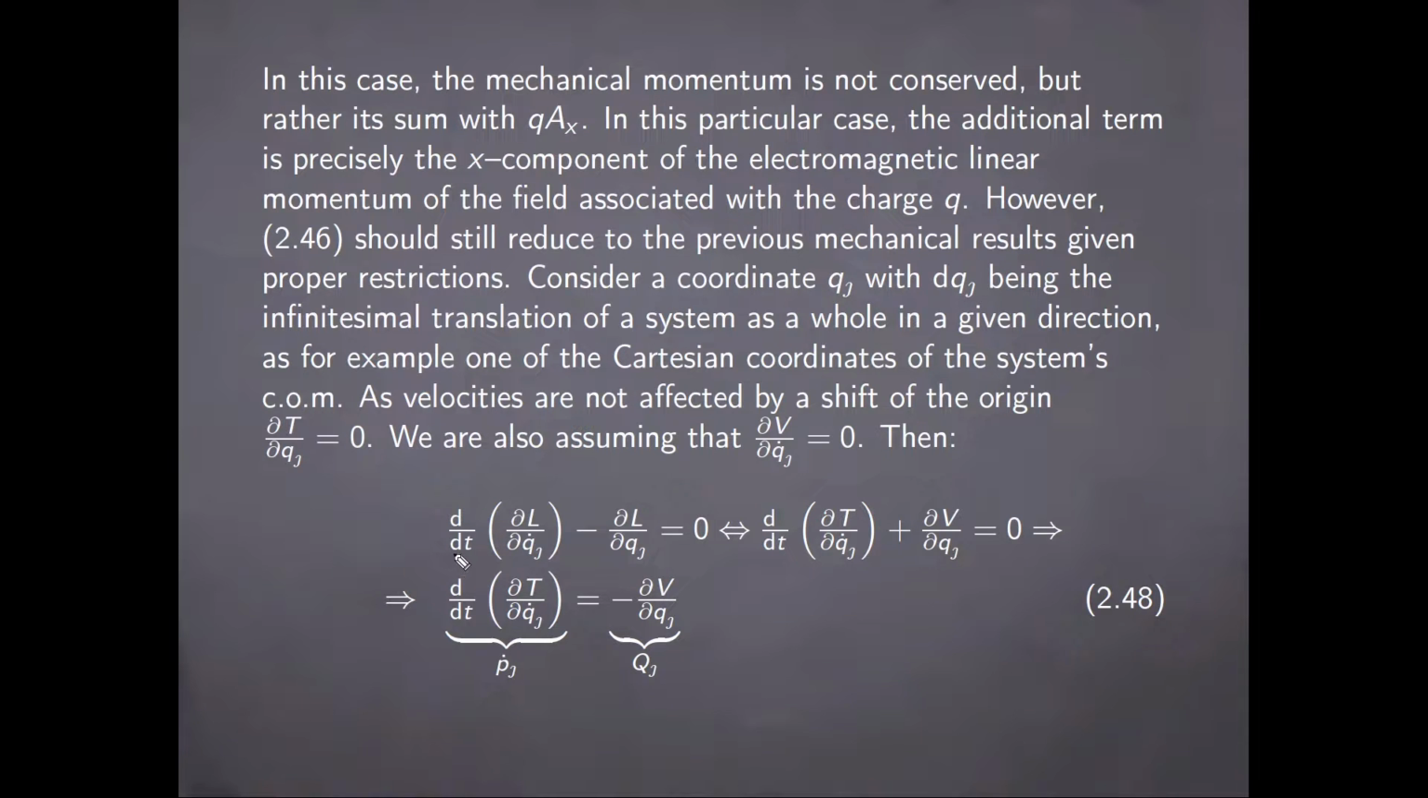Then if we write the Lagrange equation down, then this is equivalent with the first term involving only the derivative of T, while the second one involves only the derivative of V. And as such, what we obtain immediately is that the left-hand side is just the derivative with respect to time of the canonical momentum p_j, while the right-hand side is simply the j component of the generalized force Q.